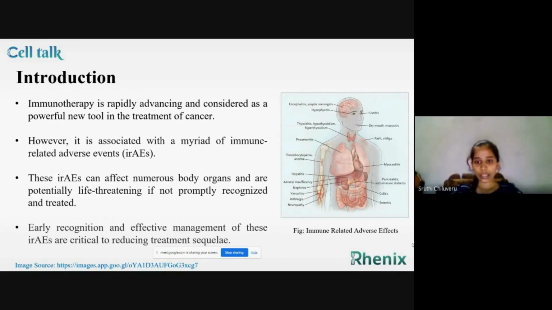As you can see in the picture, it depicts the different types of immune-related adverse events. For example, encephalitis and aseptic meningitis, which involve inflammation of the brain. Hypophysitis includes the inflammation of the pituitary gland. Uveitis includes the inflammation of the middle layer of the eye. In the same way, these are the different types of immune-related adverse events which affect cancer patients who receive immunotherapy such as immune checkpoint inhibitors.